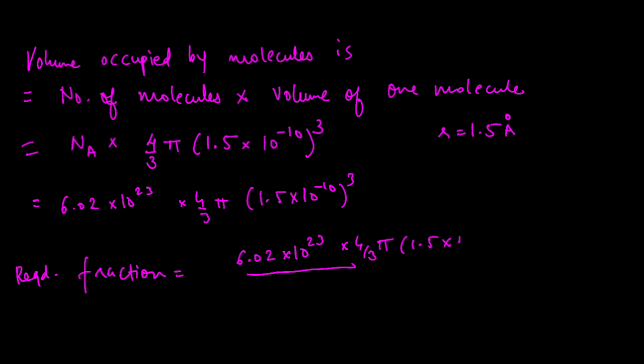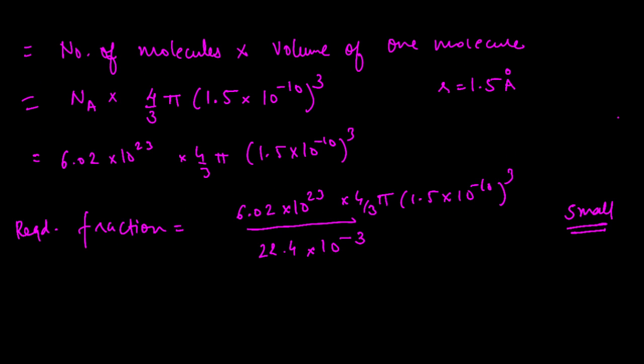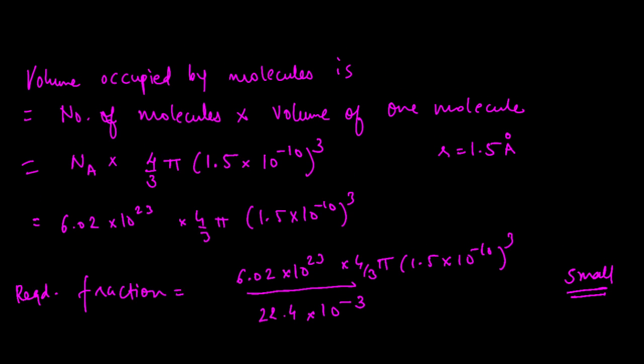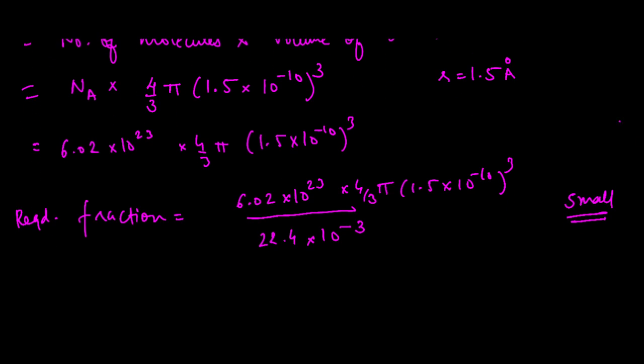divided by 22.4 liter, that is 22.4 into 10 raised to minus 3. Whatever this turns out to be is our answer. You are going to find that it is quite small. We will discuss the implications of the answer in the evening, so make sure you get the answer by that time. Radius, diameter 3 angstrom, so radius 1.5 angstrom.